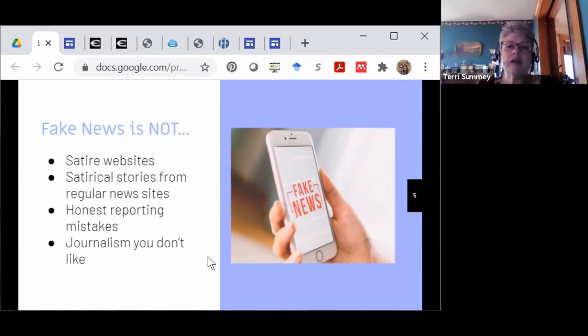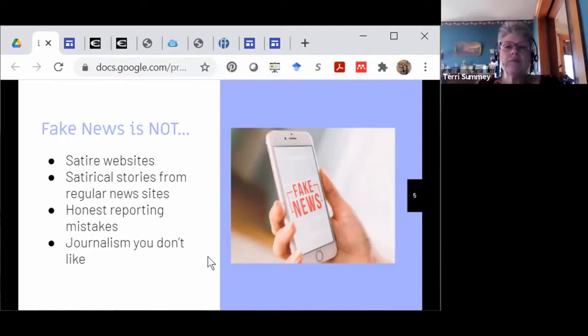Honest reporting mistakes. Even the best reporters sometimes get things wrong. Maybe they report things as fact before they're confirmed, or they get spun by sources who aren't telling the whole truth. But if there's no intention to fool anyone, it's not fake news.